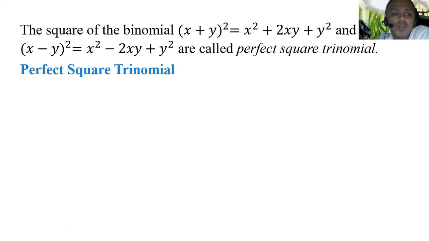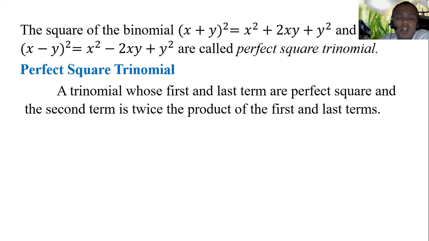Now, pag sinabing perfect square trinomial, it is a trinomial whose first and last term are perfect square and the second term is twice the product of the first and last terms. Ito yung perfect square trinomial. Type of a trinomial niya siya kung saan yung first term natin tsaka yung last term are perfect square while yung second term is twice the product of the first and the last term.